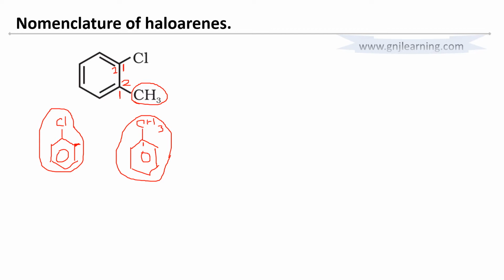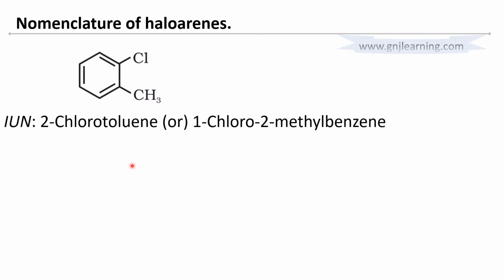So you can take the name toluene in order to name this compound. And if I am taking toluene, then this will be the second carbon. So here it will be chlorine, which means that it is 2-chloro-toluene. So let us see the name. So either it is 2-chloro-toluene.